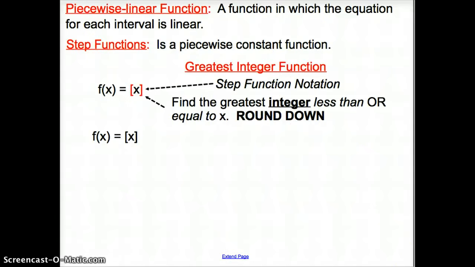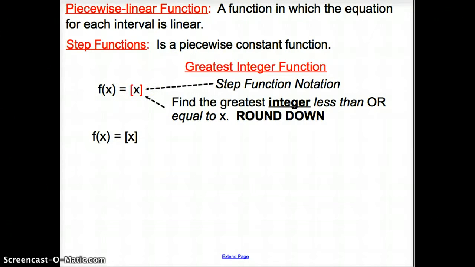Now, we're going to get into some more vocab. A piecewise linear function is a function in which the equation for each interval is linear. Some examples of a piecewise linear function would be a step function, which is a piecewise constant function. Probably the most known of all the step functions is the greatest integer function. And what we have is this guy right here, which is the greatest integer function.